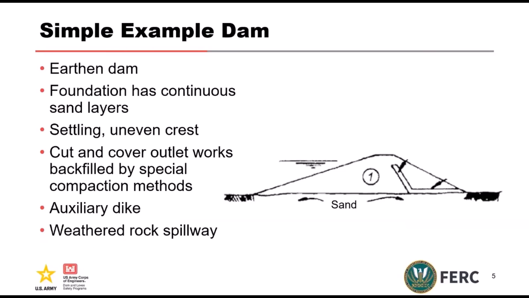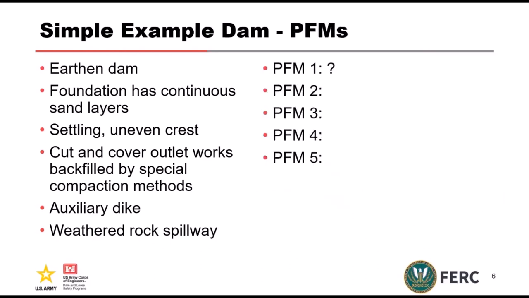Okay, so here's our simple example dam. It's an earthen dam. We've got some sort of a drain here on the downstream side. This is downstream. This is upstream. Here's our reservoir upstream. It has a foundation layer with continuous sand layers through it. It's got a settling, uneven crest. It has a cut and cover outlet works backfilled by special compaction methods. It has an auxiliary dike that's not really shown here, but it probably has a somewhat similar cross section. And it has a weathered rock spillway that is out and away from the embankment.